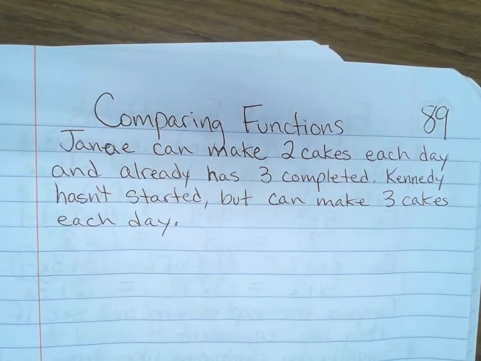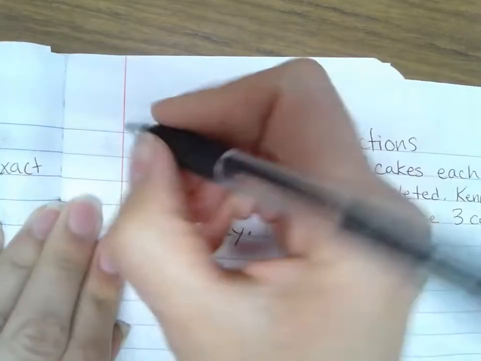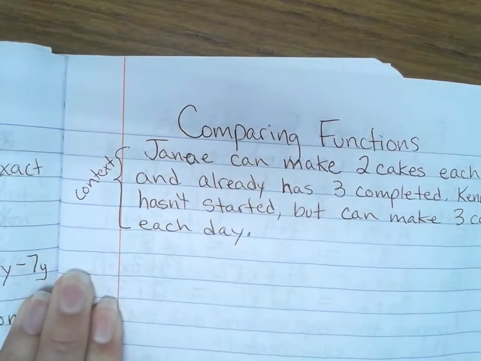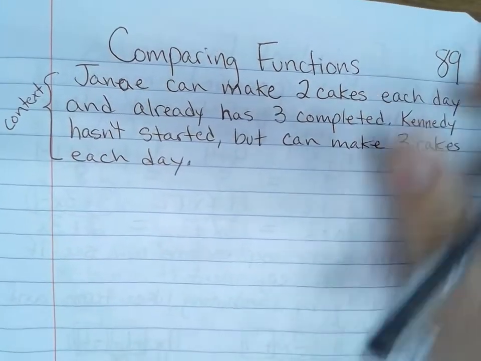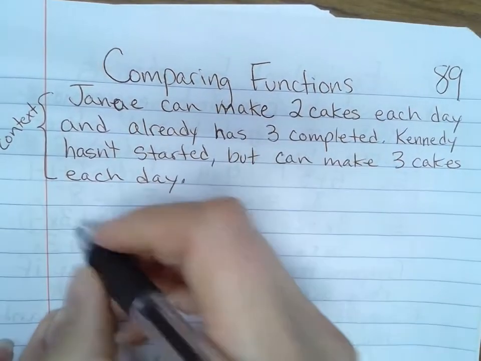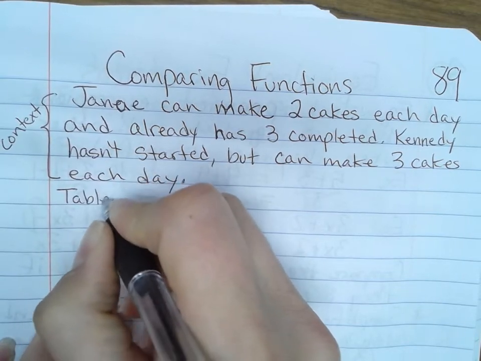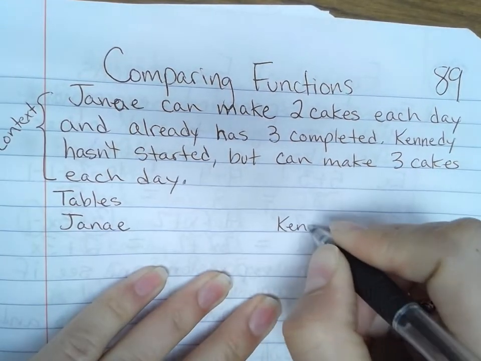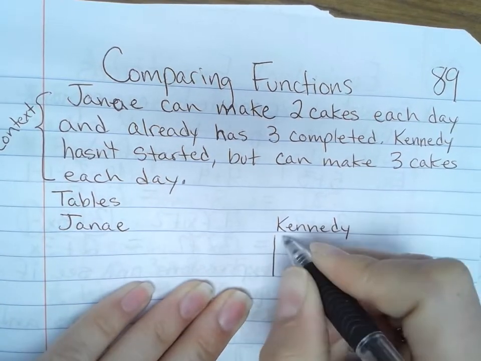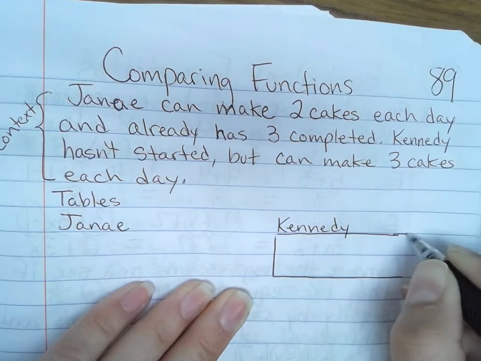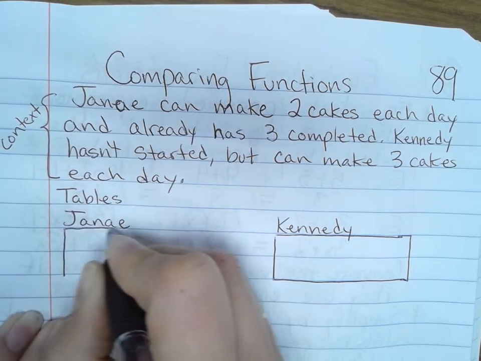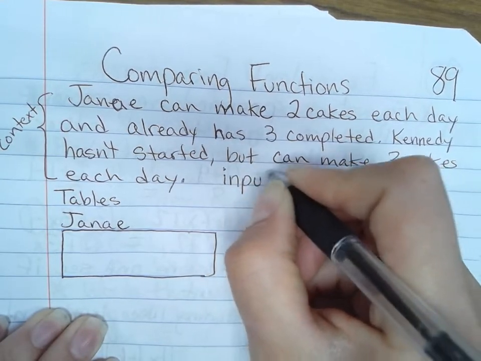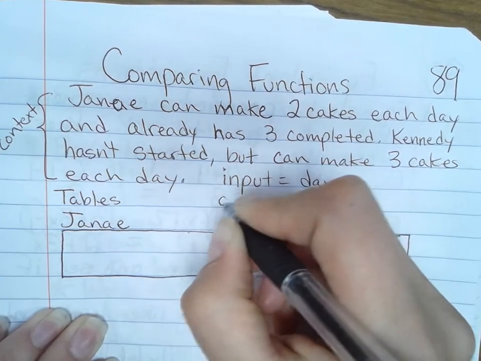So we're going to look at the 4 different things. We have context, that would be the story. So just over here off to the side, I want you to put context. Okay, let's make some tables to show what this would look like. So this would be in the table form. We're going to do a table for Janae, a table for Kennedy. I want you to think about what the input and output here would be. Our input would be how many days have passed. So let's do input equals days. Output is how many cakes they've made.